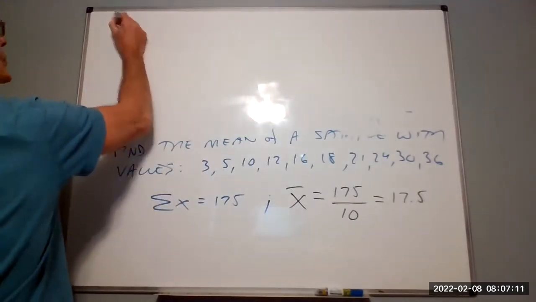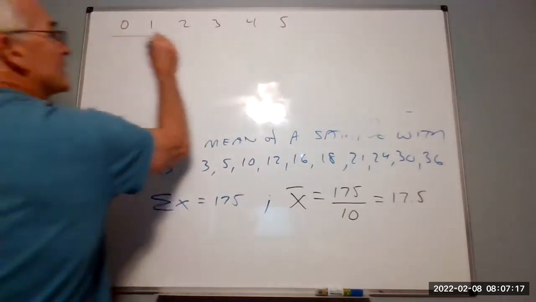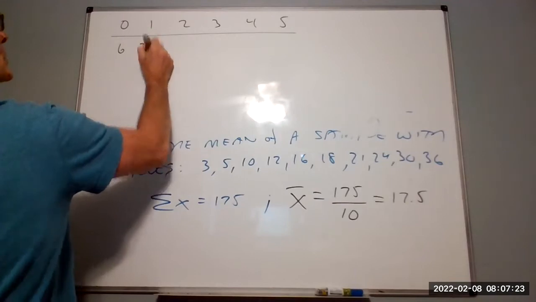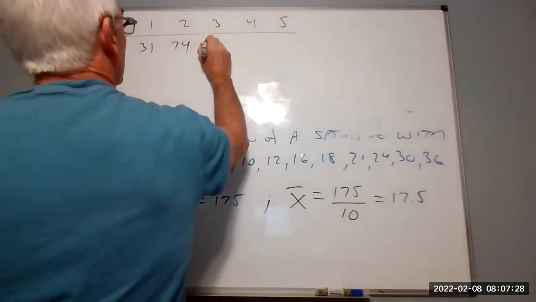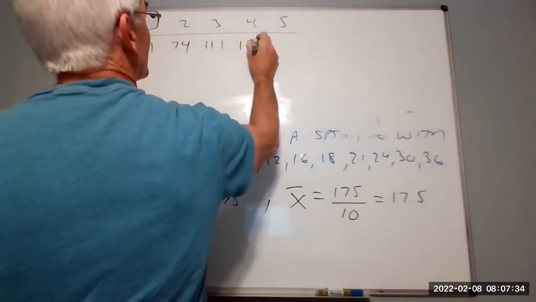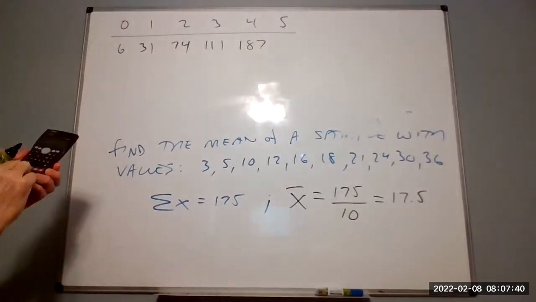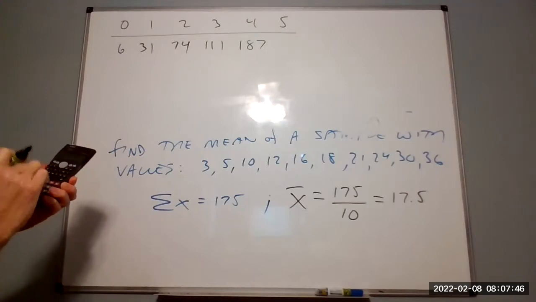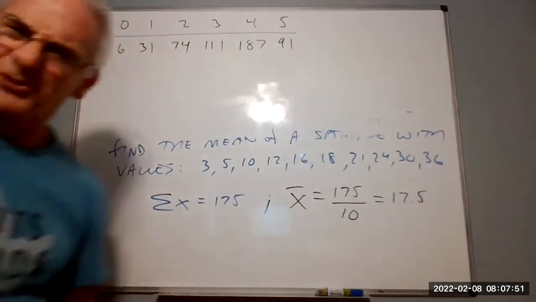So on my 5-point quiz, what were the possible scores? Well, you could get a 0, a 1, a 2, a 3, a 4, or a 5. So on my 5-point quiz, here's what happened. I had 6 people get a 0. I had 31 people get a 1. I had 74 people get a 2. I had 111 people get a 3. I had, let's say, 187 people get a 4. I need a calculator here. Hold on. 6 plus 31 plus. And I had 91 people get a 5. Okay, had to make sure they added up to 400.